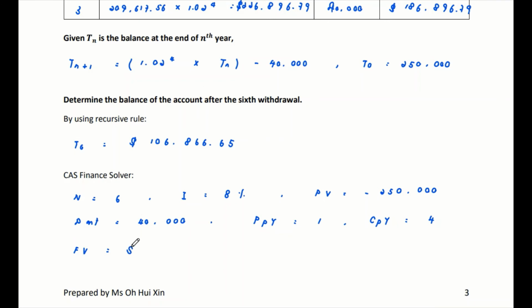Alright, so that's the two methods. Of course, if you were to ask me which one is easier, if the question didn't ask you to use recurrence relation, then always go for finance solver if you have a choice there. Alright, so that's our situation 1, and now let's look at situation 2.